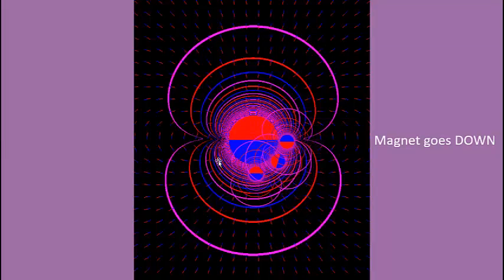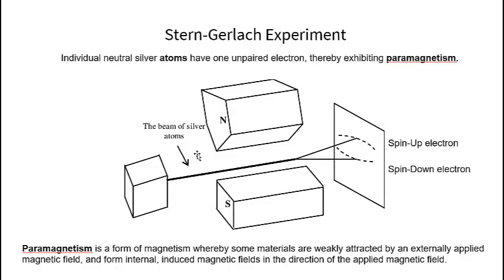Now, with the pressure mediation, the isopotential surface, and the fact that magnets want to line up, the small magnet wants to line up with a big magnet. The silver atom is technically a small magnet. It's more like a ball bearing, but as you can see, the ball bearing behaved exactly the same as the small magnet. Individual neutral silver atoms have one unpaired electron, thereby exhibiting paramagnetism. So a silver atom is paramagnetic, which means it's going to be induced by this magnet. Paramagnetism is a form of magnetism whereby some materials are weakly attracted by an externally applied magnetic field and form internal induced magnetic fields in the direction of the applied field.